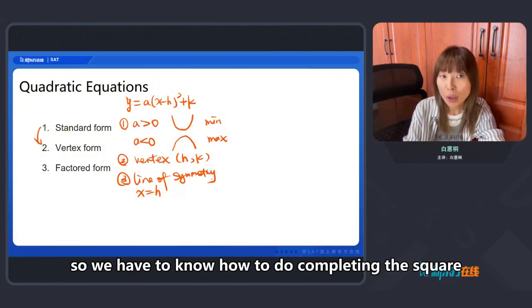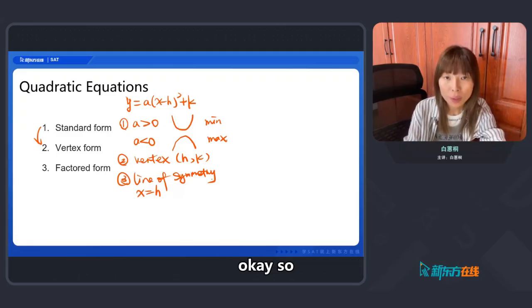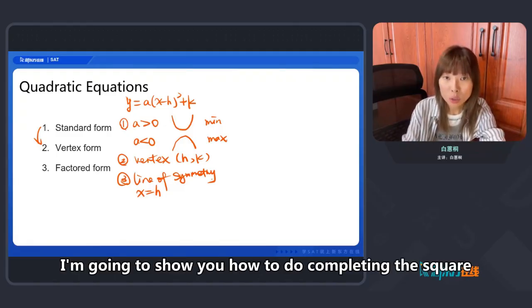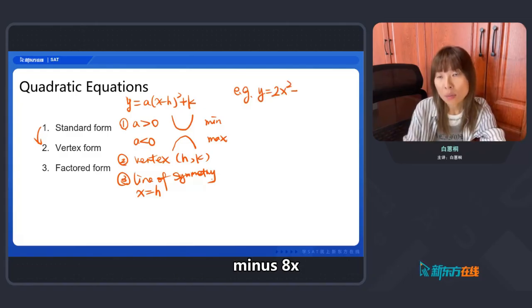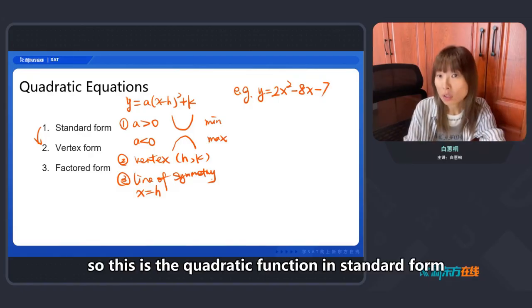So we have to know how to do completing the square. Okay, so I'm going to show you how to do completing the square. I'm going to give you an example. So for example, if we have y is equal to 2x squared minus 8x minus 7, so this is the quadratic function in standard form.